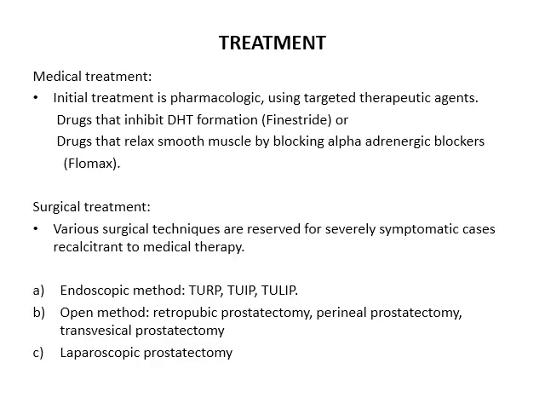Few words about the treatment of BPH. In cases where the symptoms are mild, usually medical treatment is given. In cases where there are severe symptoms, surgical treatment is indicated. So medical treatment, it is the initial treatment. So using therapeutic agents, drugs like finasteride, which inhibits the formation of dihydrotestosterone, can be given, or drugs that relax the smooth muscle by blocking alpha adrenergic receptors, like Flomax, are usually given in medical treatment.